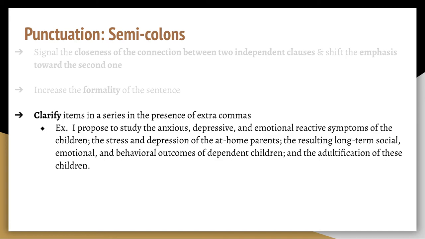Finally, semicolons allow you to clarify items in a series in the presence of extra commas. The example we have here reads, "I propose to study the anxious, depressive, and emotional reactive symptoms of the children; the stress and depression of the at-home parents; the resulting long-term social, emotional, and behavioral outcomes of dependent children; and the adultification of these children."